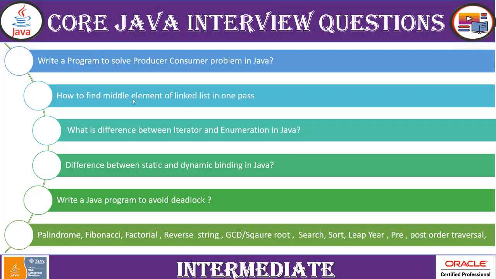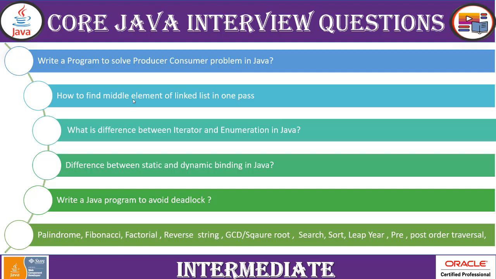Next, we have a set of questions for the intermediate level. That particular set of questions is more advanced and expects more programming-based answers. So be prepared to answer at a programming level. For example, write a program to solve the producer-consumer problem in Java. How to find the middle element of a linked list in one pass. These are all based on implementation, so you can go through how we implement them and be prepared.